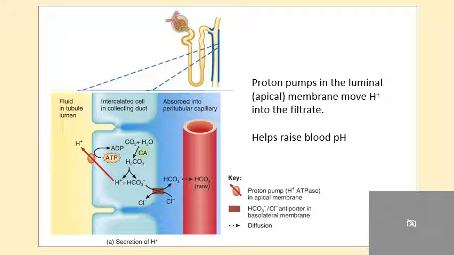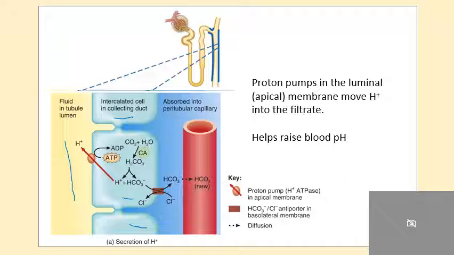So here we're looking at that mechanism. We are looking at filtrate, shown here. We're looking at a portion of 1, 2, 3 tubule cells. These tubule cells make up the wall of the late distal convoluted tubule and the wall of the collecting duct. And these cells have the machinery required to secrete hydrogen ions. What is the mechanism of transport of hydrogen ions across the apical membrane of these cells?